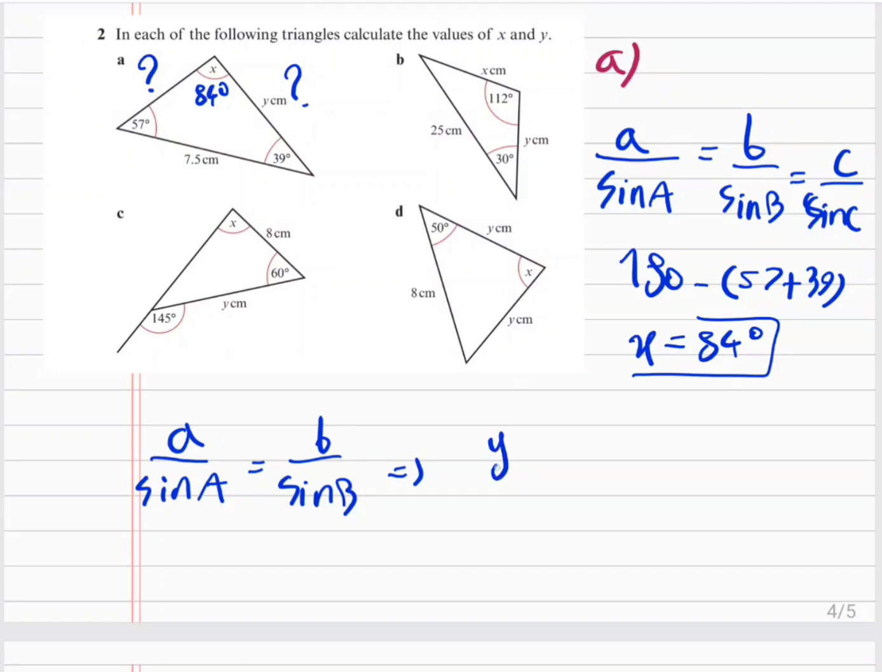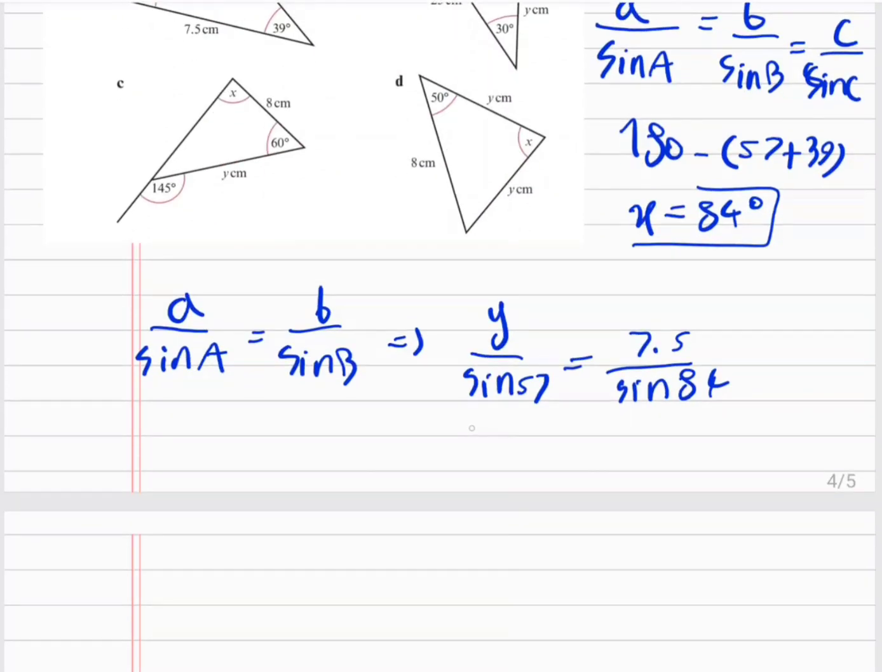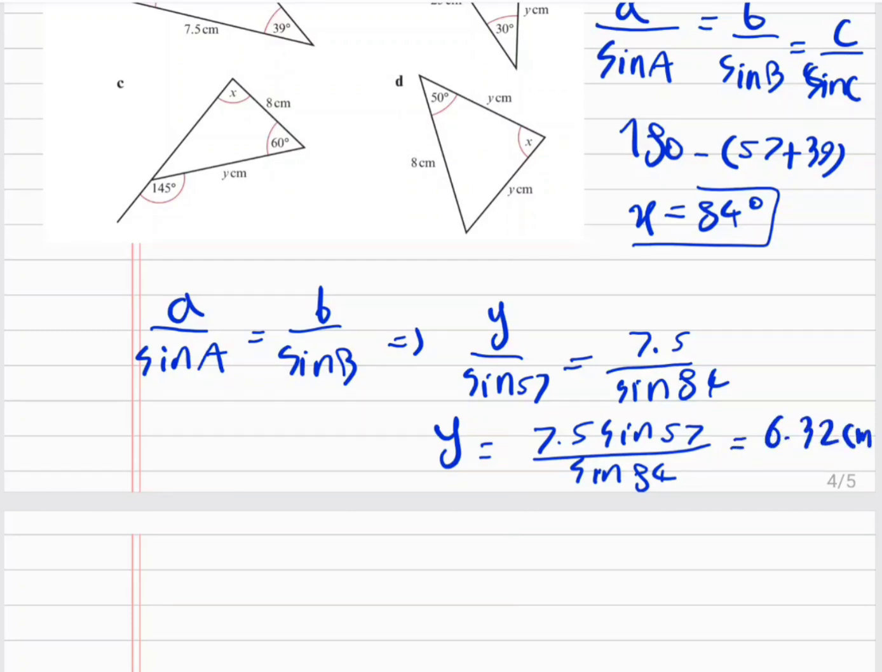So we have y over sine 57 is equal to 7.5 over sine 84. And that's it really. We just need to solve this equation. So we have y is equal to 7.5 sine 57 over sine 84, and this is equal to 6.32 centimeters, to three significant figures.